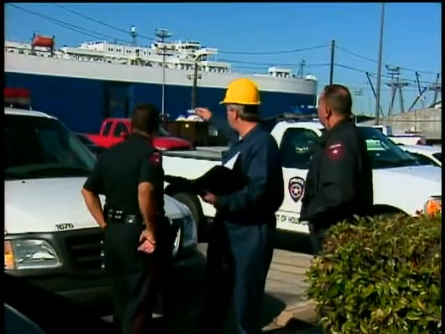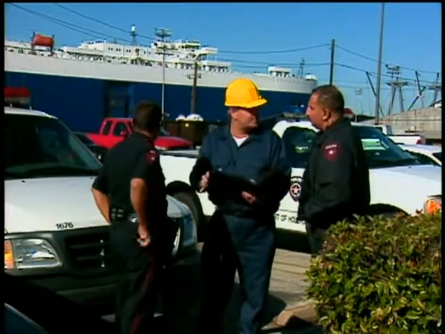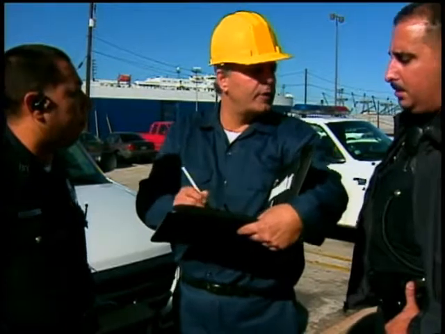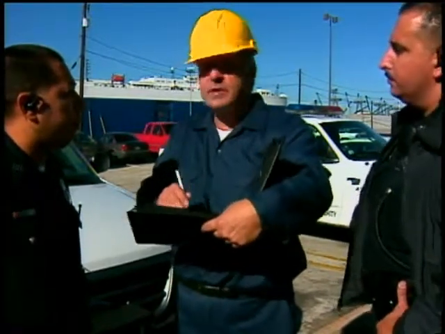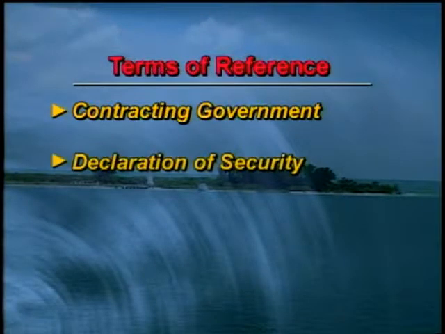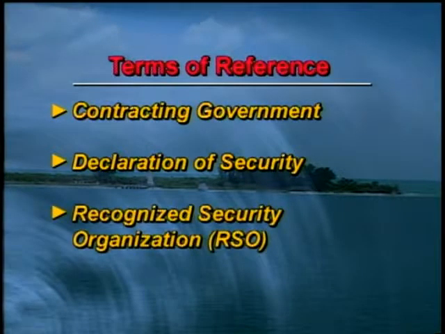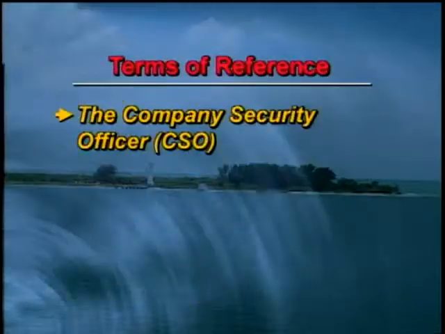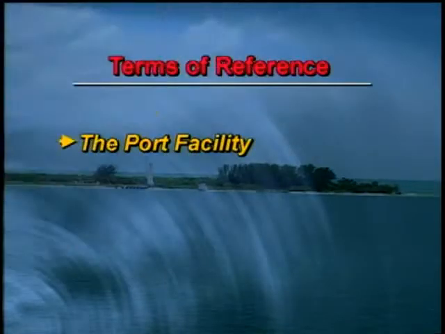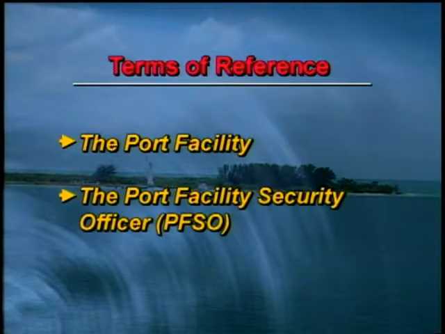In this program, we will review the security responsibilities of contracting governments and those charged with implementing and enforcing the elements found within the ISPS code. Some of the terms of reference used in this program include the contracting government, the Declaration of Security, the Recognized Security Organization, or RSO, the company or shipping company, the company security officer, or CSO, the ship security officer, or SSO, the port facility, and finally the Port Facility Security Officer, or PFSO.